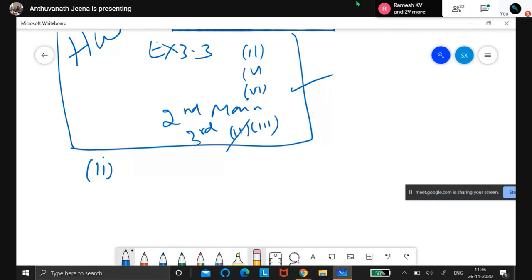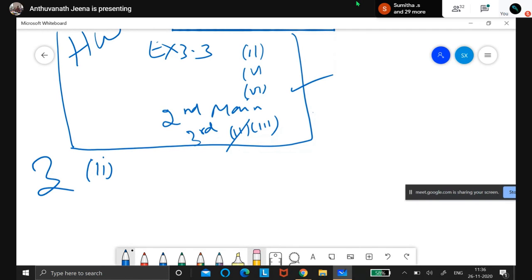Third sum, second main. The larger of 2 supplementary angles exceeds the smaller by 18 degrees. Find them. So 2 angles are given, angle 1 and angle 2.